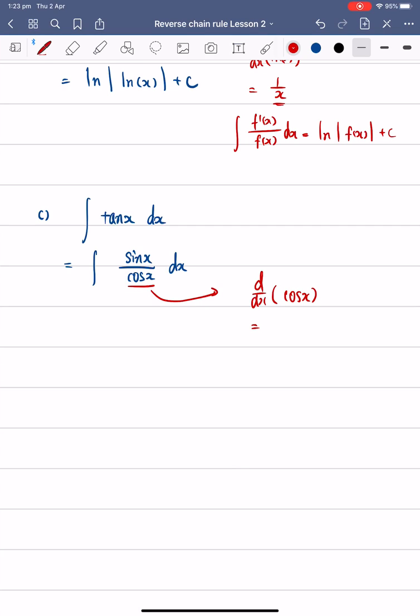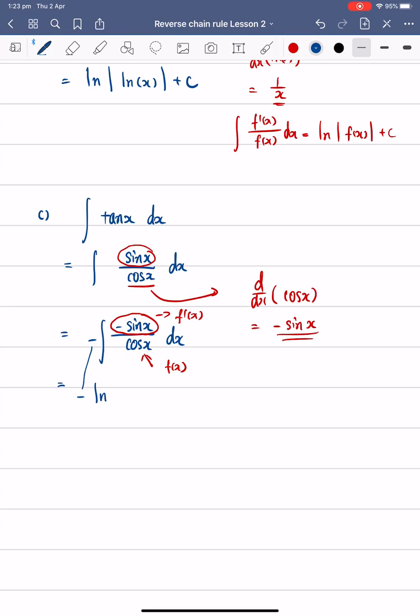Okay, so the derivative of cosine x is equal to negative sine x. So then you start to compare. You do have sine x on the top, and all you need to do is put a negative right in the front, and then make sure you also put a negative outside. That becomes the correct formula. So you do have everything you need. What you have on the top here is the f dash x, and the denominator is f(x). So then it's just equal to negative ln absolute value cosine x plus c.